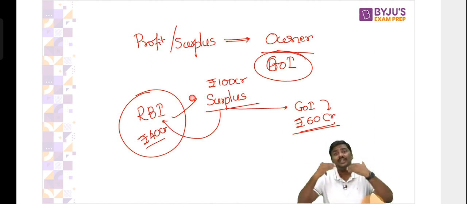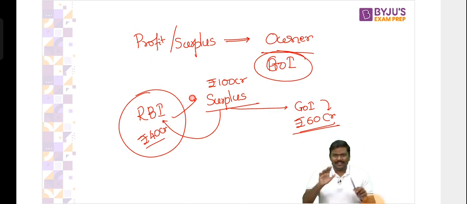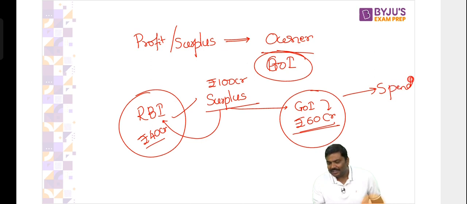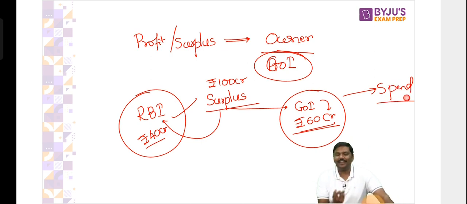You are keeping more than what is required. That is the argument of Government of India, and their point is also valid. Why? Because Government of India needs money to spend. The next chapter is budgeting, and we'll have a discussion on that. Government of India requires money to spend.